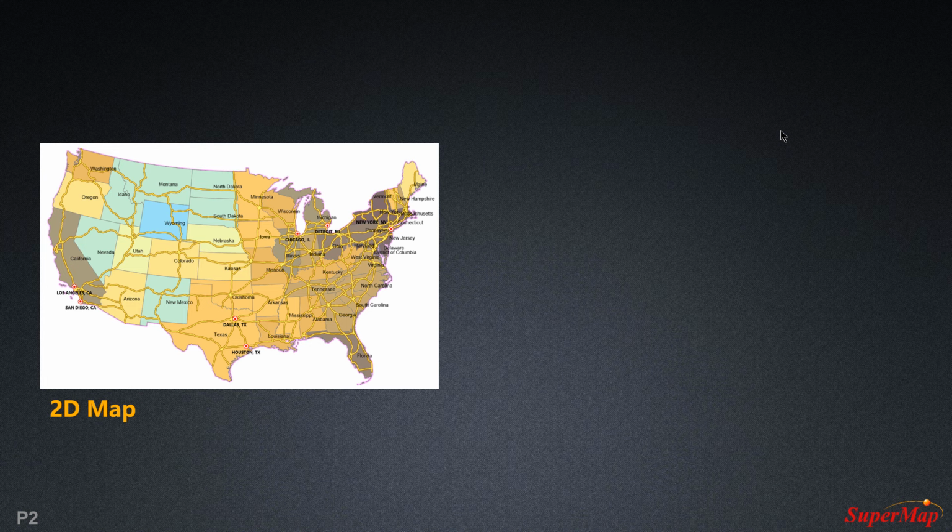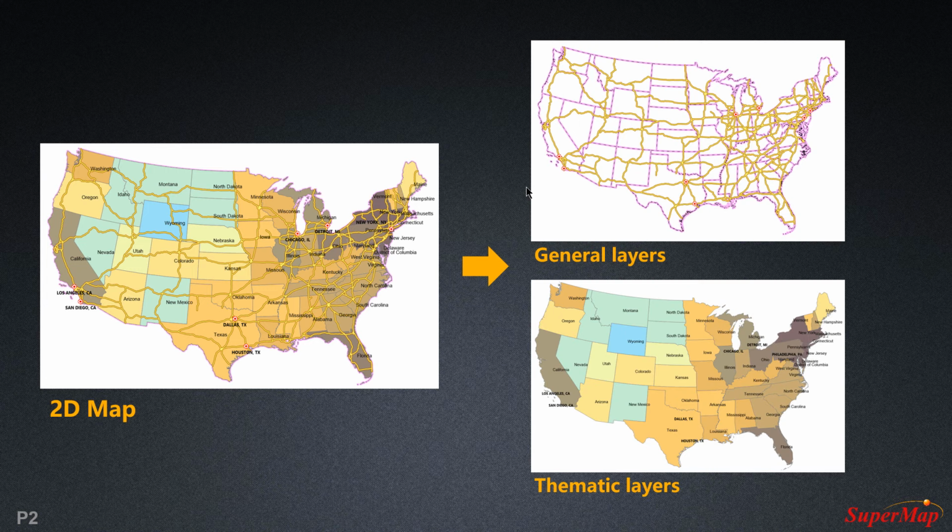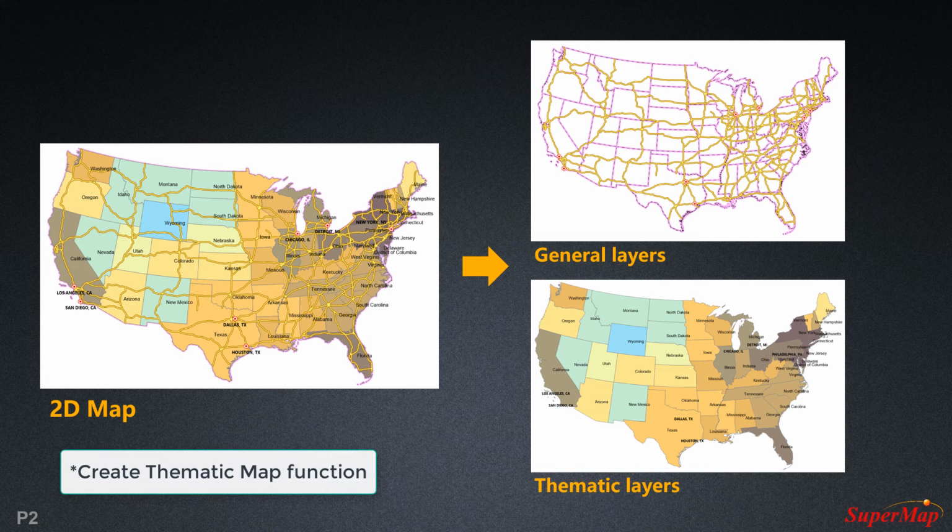Now, what we are looking at here is an example of a 2D map. We can divide layers in a 2D map into general layers and thematic layers according to how we render it. We can render the general layers by using the layer style function. Thematic layers are enhanced layers that use color symbols and charts, etc. to represent data in a more meaningful way.